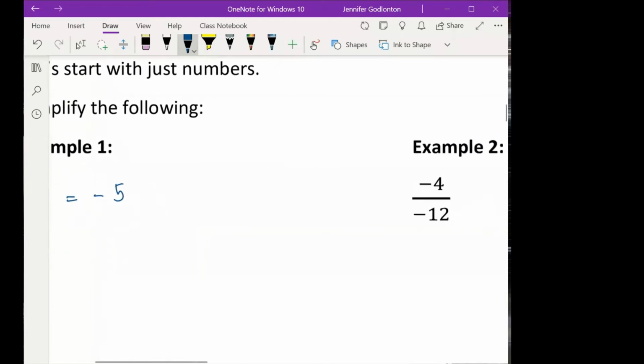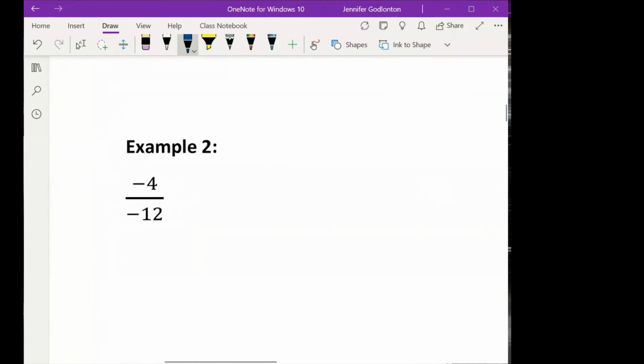Next one. I have two negatives. What is my answer going to be, positive or negative, if I have a negative divided by a negative? Good, Roma. It's going to be a positive answer. Now how am I going to write this as a fraction? My number at the top is smaller than my number at the bottom. What can I do?